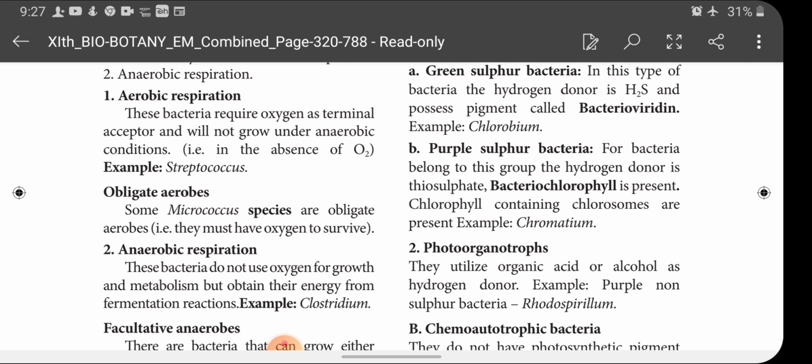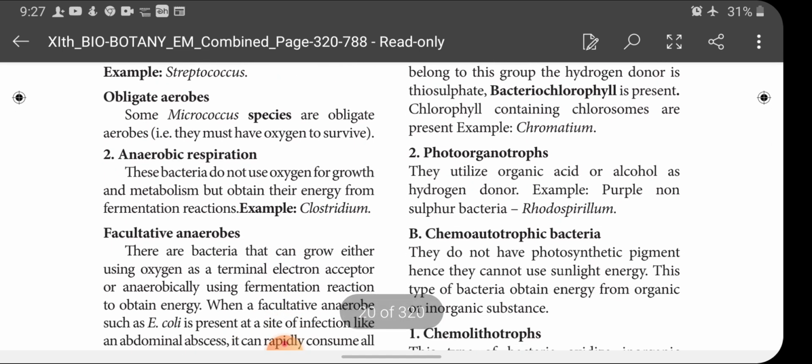Okay, so let's see about aerobic respiration. These bacteria require oxygen as a terminal acceptor and will not grow under anaerobic conditions, that is, in the absence of oxygen. An example of aerobic bacteria is Streptococcus. Next one is obligate aerobes. Some Micrococcus species are obligate aerobes, that is, they must have oxygen to survive. In the absence of oxygen, they will die. And this is called obligate aerobes.